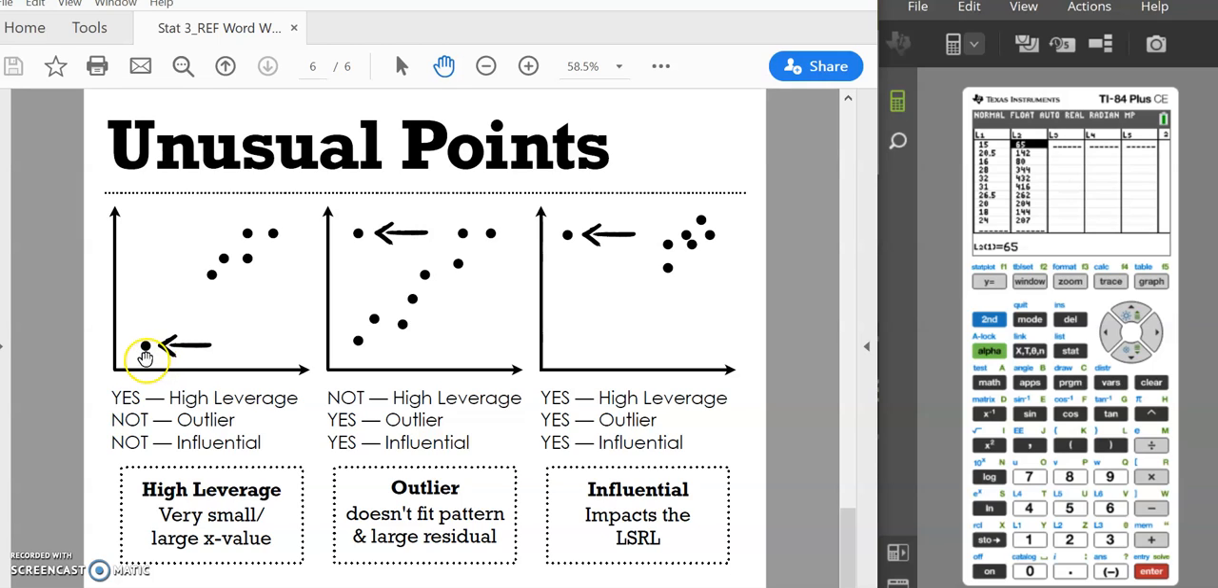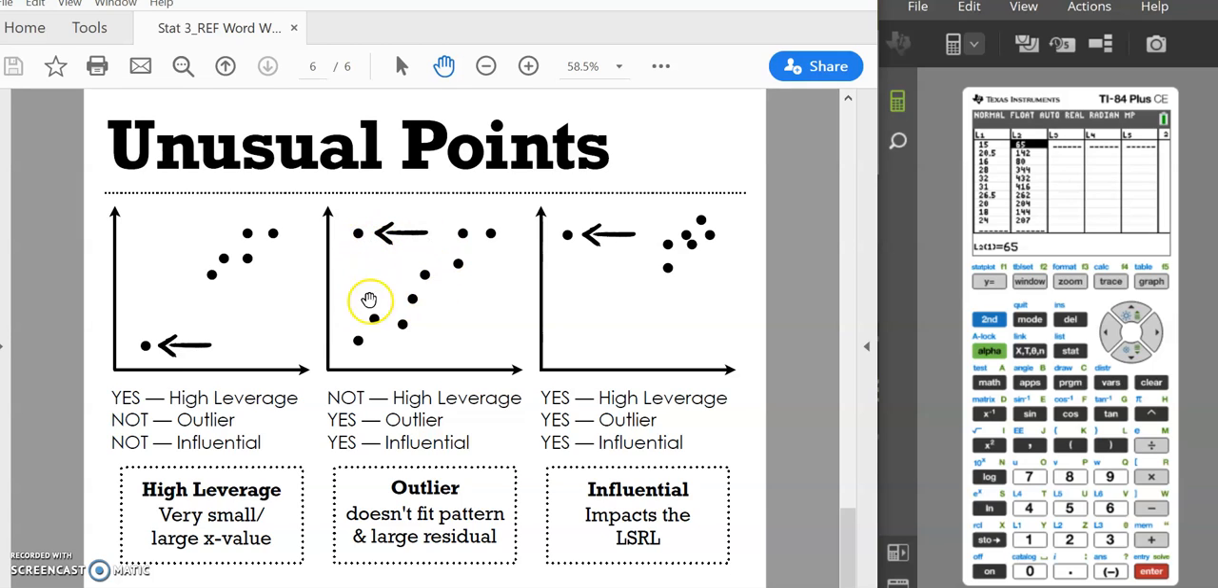But the thing is, it has an X value that's pretty far from the rest of the X values. So it won't really affect an R value, your correlation coefficient. A high leverage point really won't affect the correlation coefficient because it's not going to shift the line, since it's kind of in line.